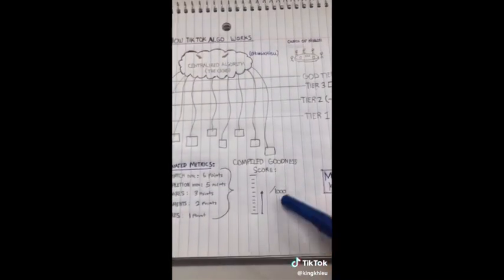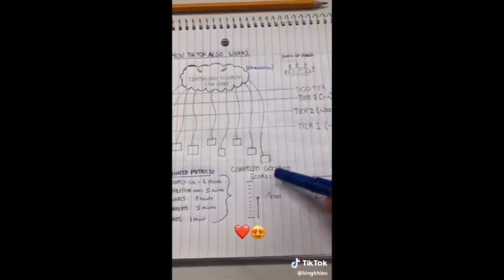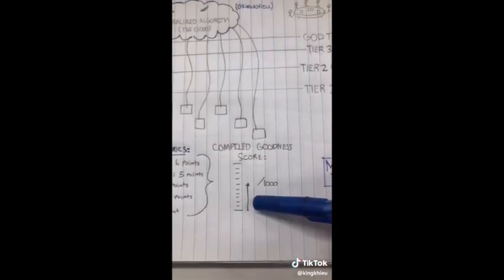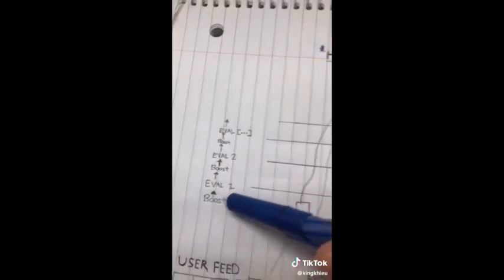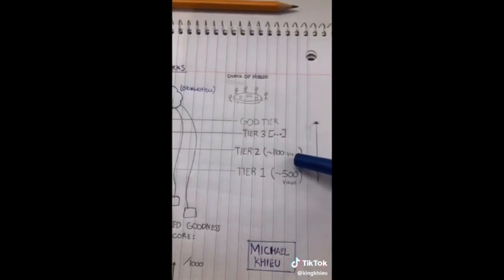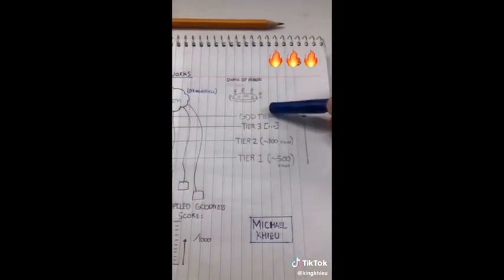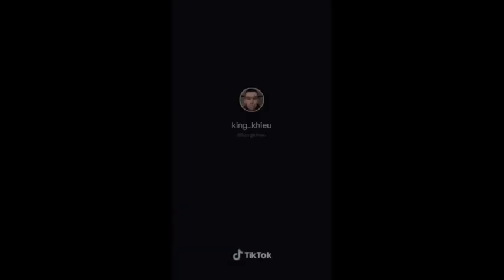It'll compile all the points that you got from your first eval and give that piece of content what we call a goodness score. If your content has more points than the threshold for eval 1, it'll then be boosted up to more people. So tier 1, tier 2, tier 3, and so forth. And then God tier goes super viral. And there you go.